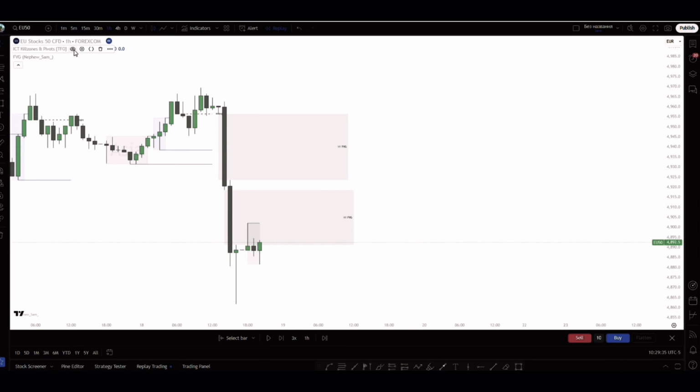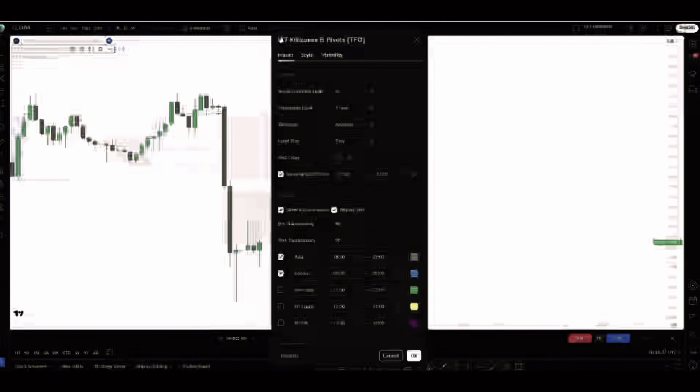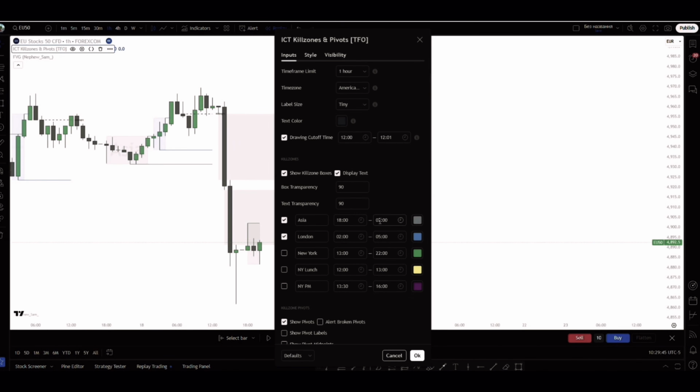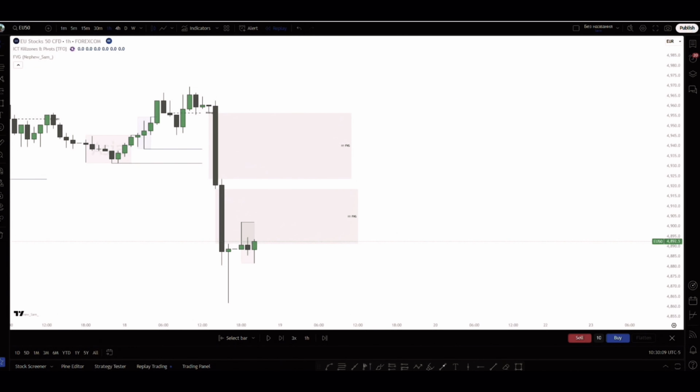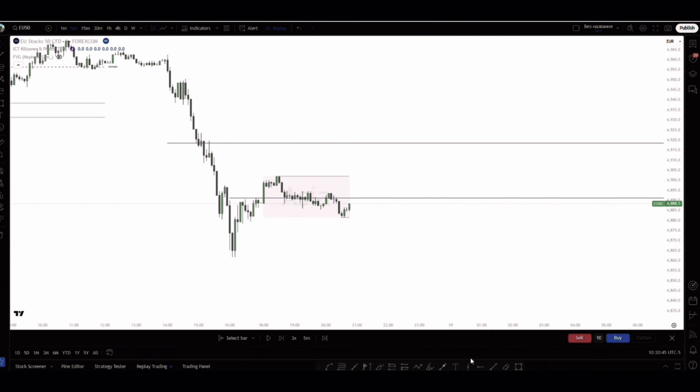In this strategy I use two indicators. First of all, the ICT kill zone and pivots. These are my settings. And the fair value gap indicator. Let's look at this example. Here we have the 1-hour fair value gap. Now let's wait for the London session.